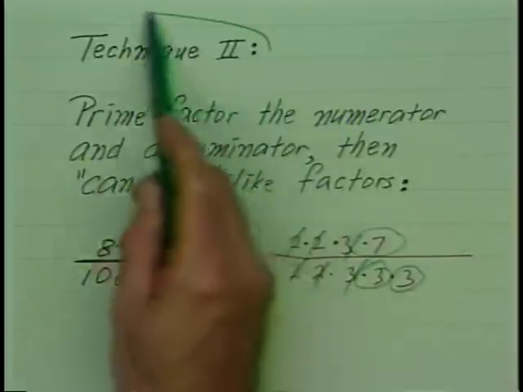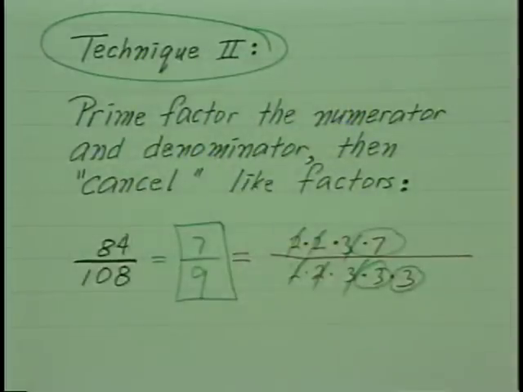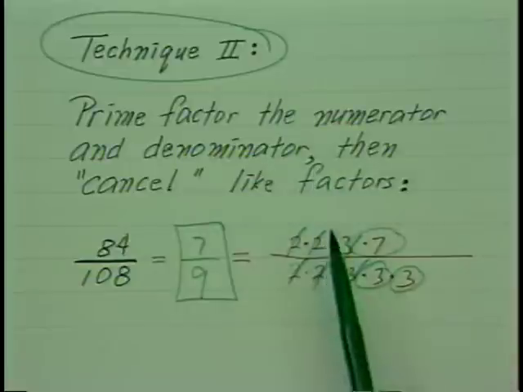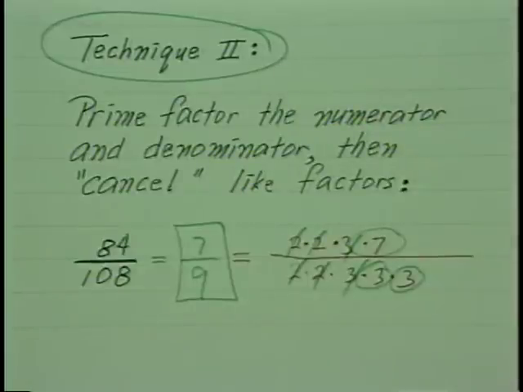That usually is the best way. This technique will work best for those of you who will be going on to algebra. For algebraic expressions, this factoring technique is usually the only way an algebraic fraction can be reduced.